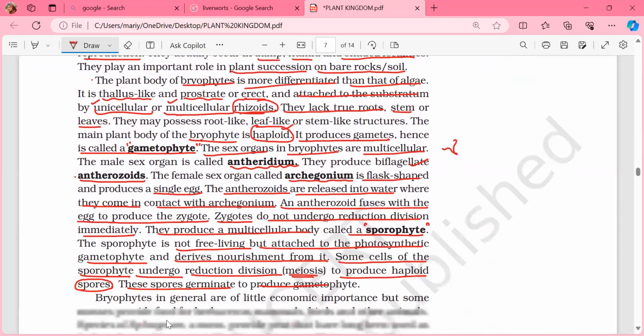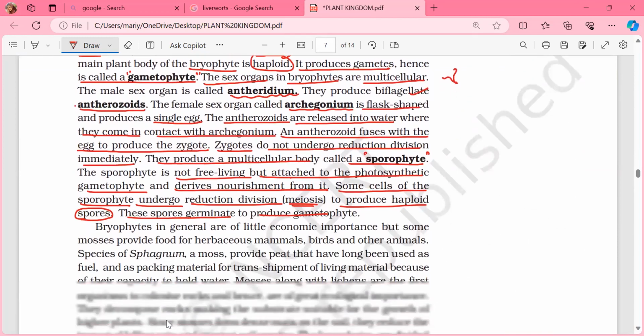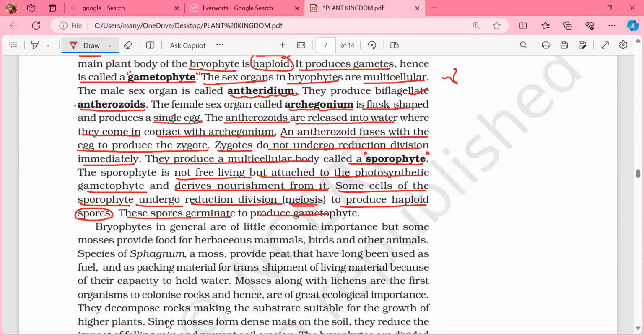Now, why is the sporophyte formed? Sporophytes are formed so that spores are made. Some cells of the sporophyte now undergo meiosis to produce haploid spores. Now, when these spores germinate, the gametophyte is formed. So, look at this. Then where is mitosis?